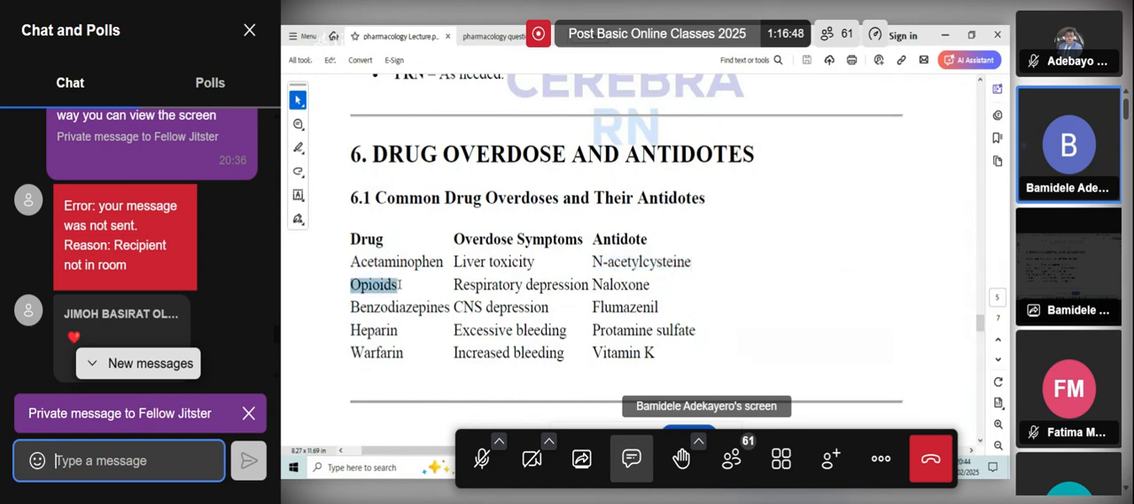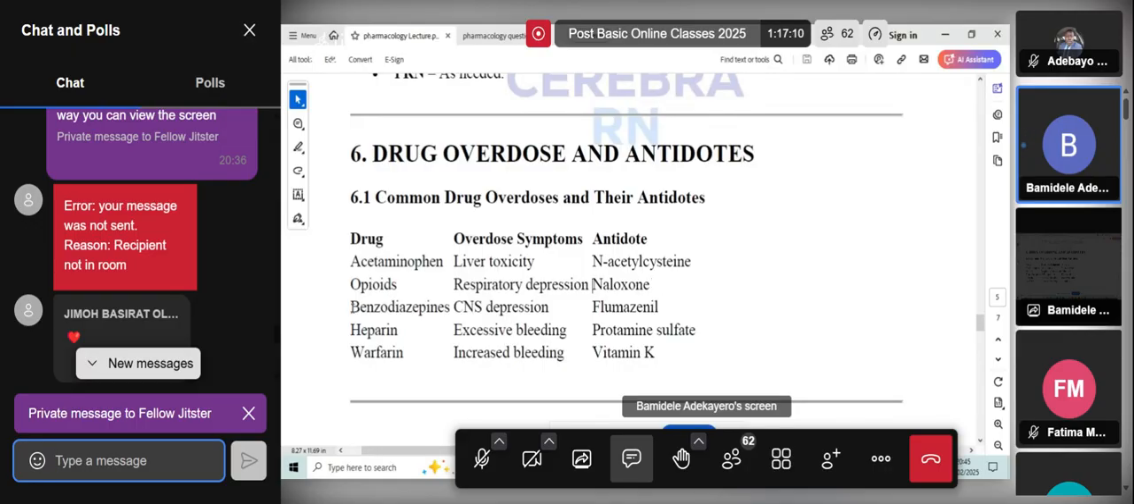Opioids here, examples of opioids are morphine and pentazocine that we use in our wards. The common effect is respiratory depression, because opioids generally depress your respiratory system, and the antidote is naloxone.